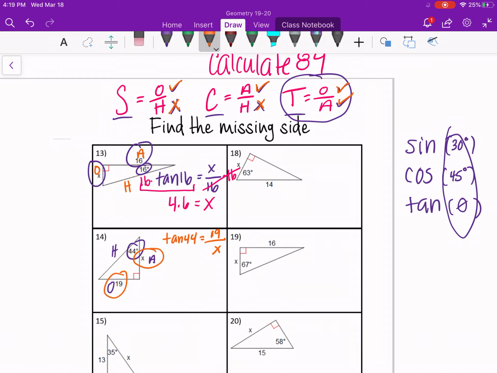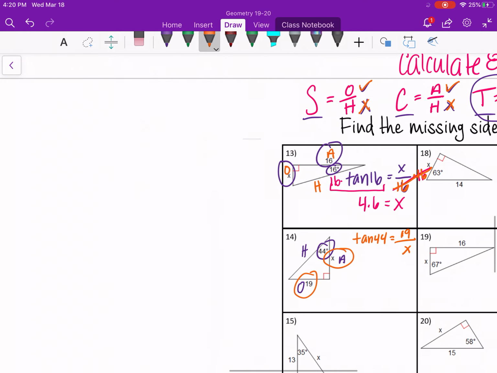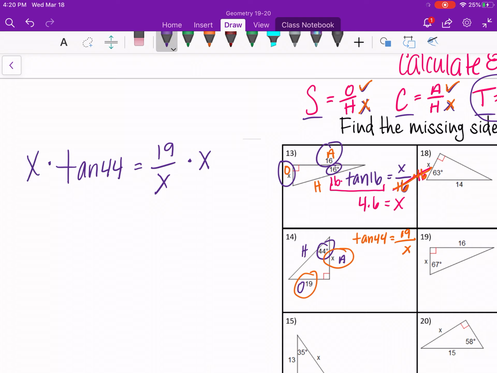So now it's different because x is in the denominator. If I follow the same steps that I did last time, I multiplied by 16 on both sides to make that divided by 16 go away. So if I come over here, I have the same problem. Tangent of 44 equals 19 over x. I want to multiply both sides by x to make that go away. So I'm left with just 19 equals x times tangent of 44.